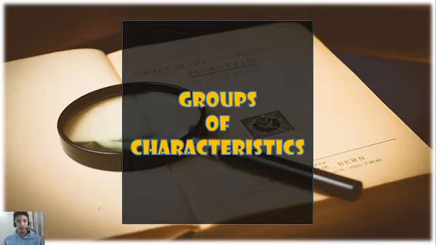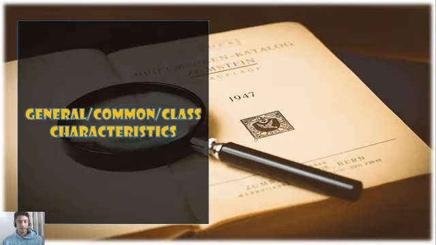So, under groups of characteristics in handwriting identification, we have two major groups. So, we classified them into what? Into general characteristics, and the other one is individual characteristics. So let us try to differentiate those two groups of characteristics under handwriting identification. Okay, so first, let's try to have here the general characteristics.